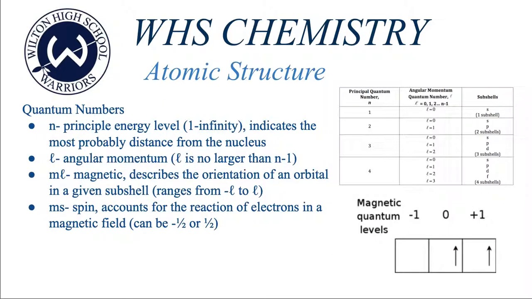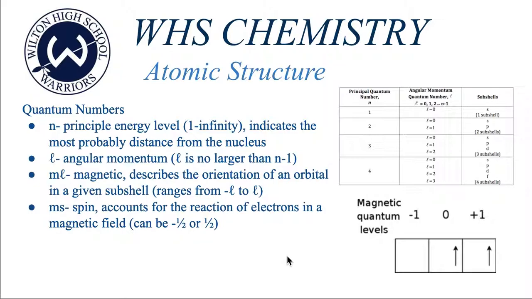Okay, so now we're going to talk about quantum numbers. There are 4 quantum numbers. The first one is n, which is the principal energy level, and that goes from 1 to infinity, and it indicates the most probable distance from the nucleus. Then there's L, which is angular momentum, and L is no larger than n-1. If you look in these tables here, you can see that L corresponds to the subshells. If L equals 0, that means it's an S subshell. L equals 1, that's a P subshell, and so on.